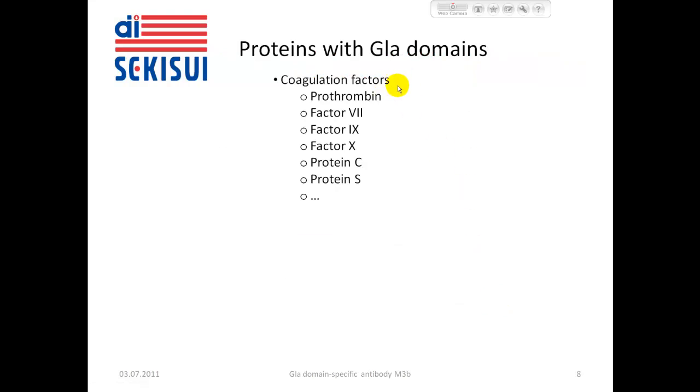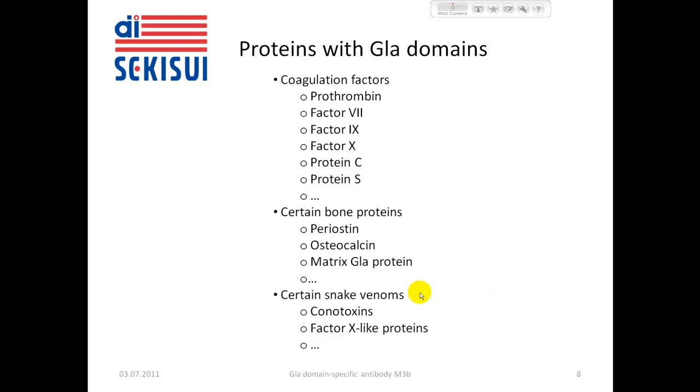Of course, the coagulation factors, prothrombin, factor 7, factor 9, factor 10, protein C, protein S, and others. Certain bone proteins, like periostin, osteocalcin, matrix Gla protein, and certain snake venoms, like the conotoxins or factor 10-like proteins.